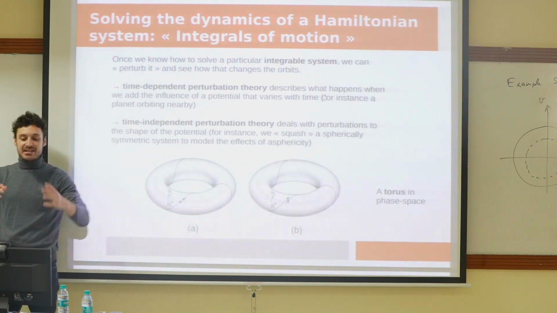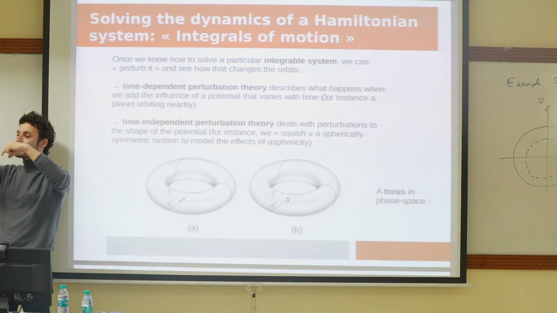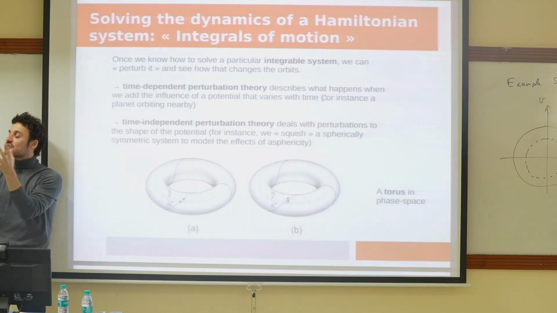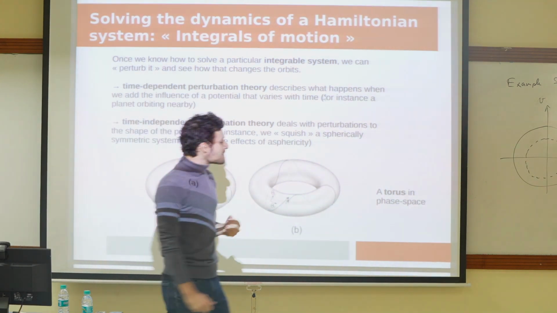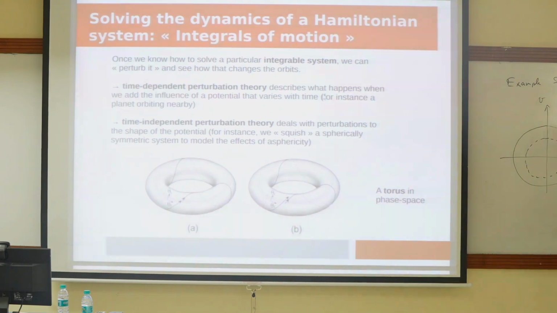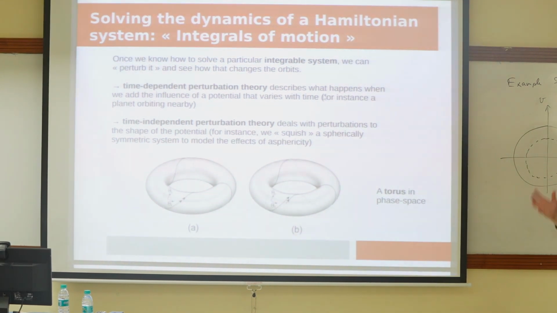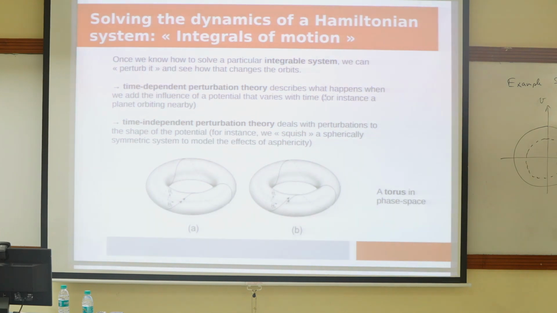Time-independent means that basically you're not adding something that varies with time, you're changing the shape of the potential, right? And it's maybe worth having a think about what that means for a system like the Earth-Moon system. So again, first you model the Earth as spherical, the Moon is spherical. It's a simple two-body problem. You know how to solve this.